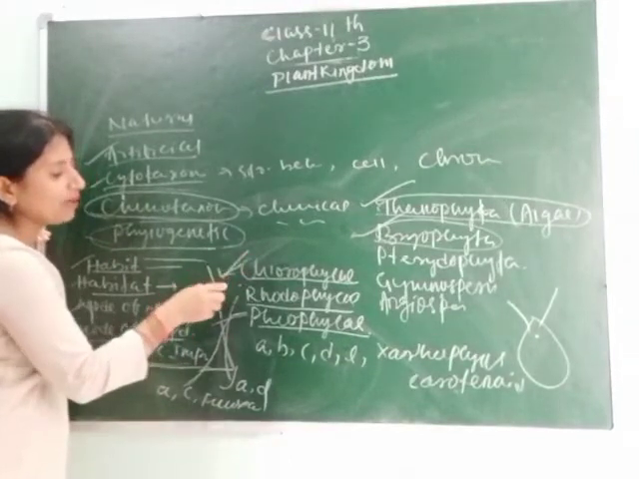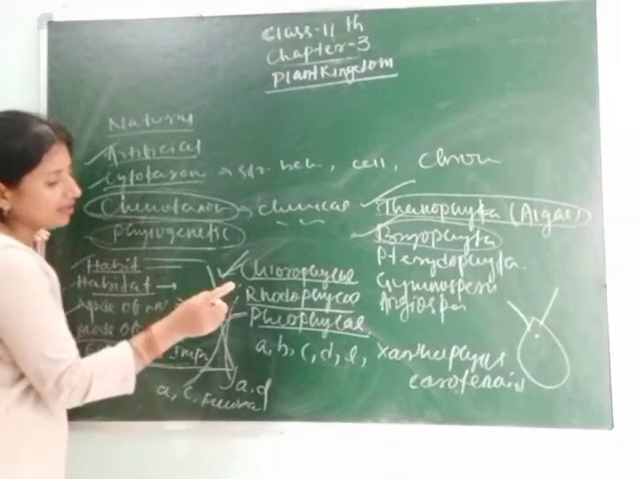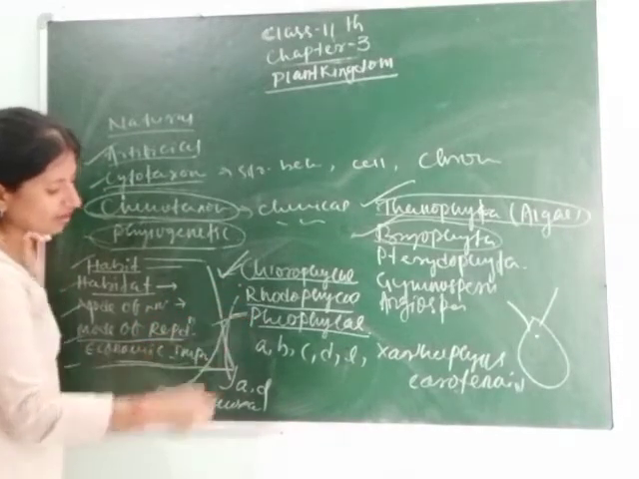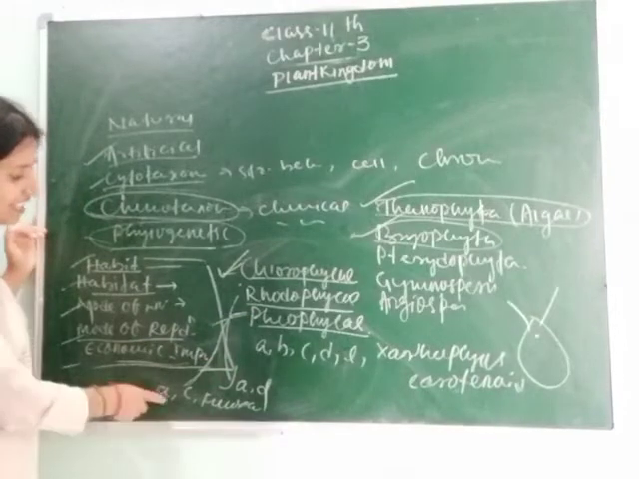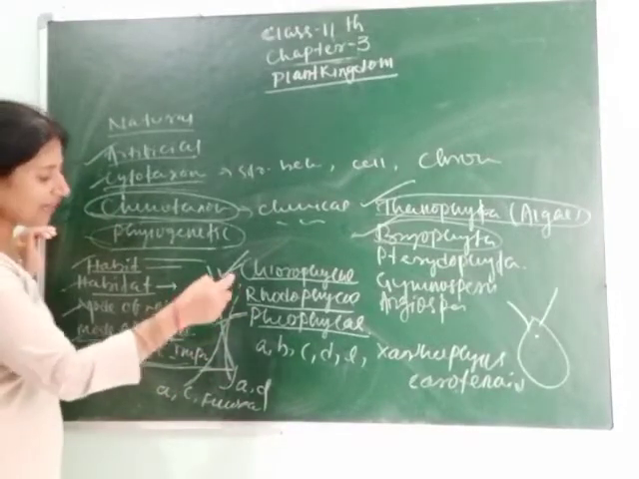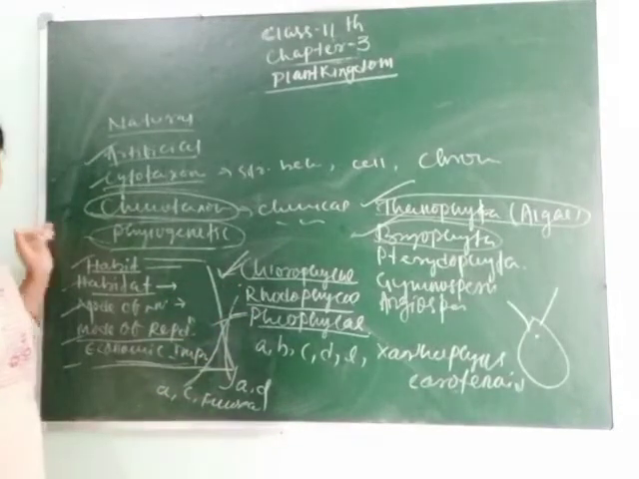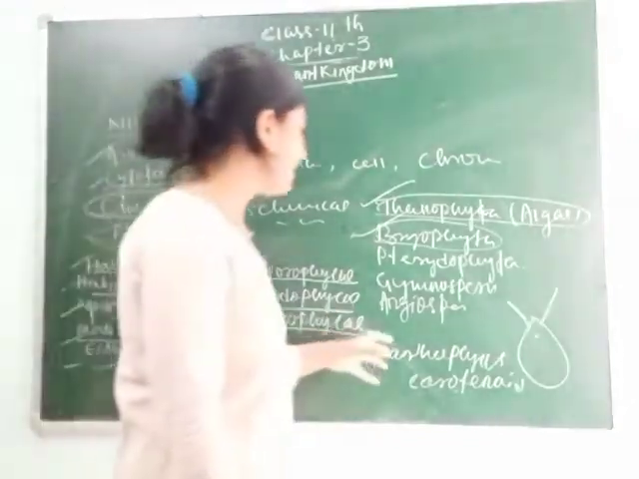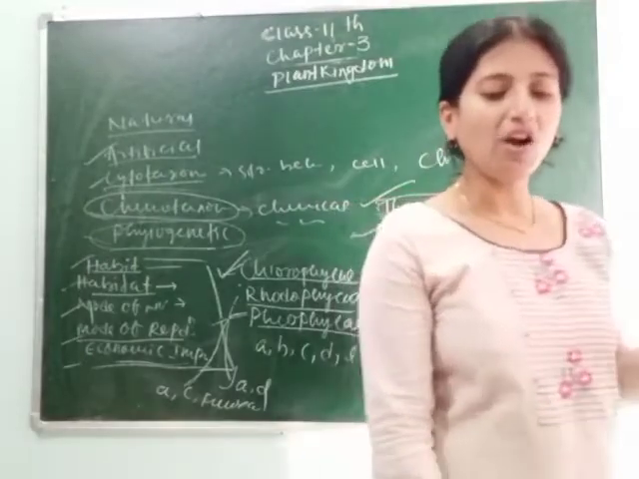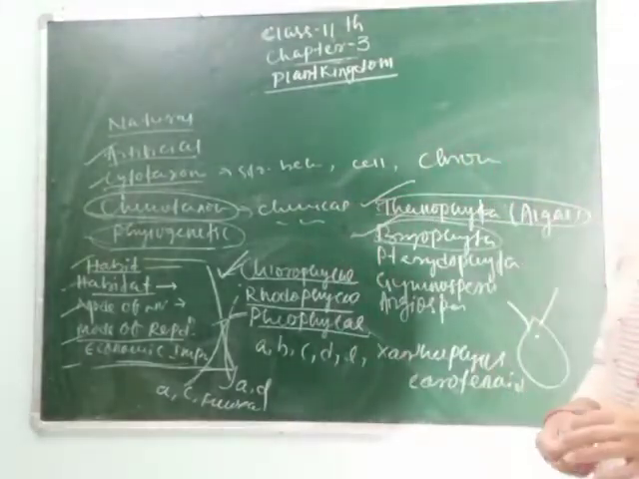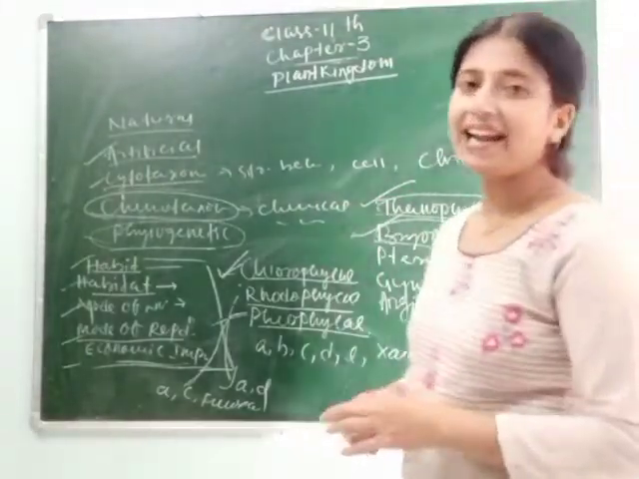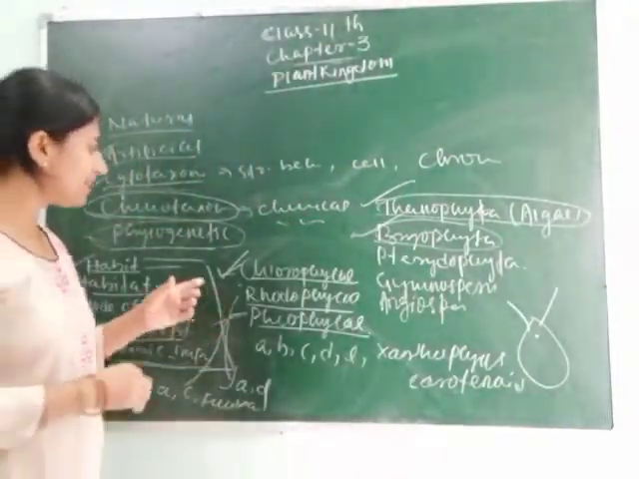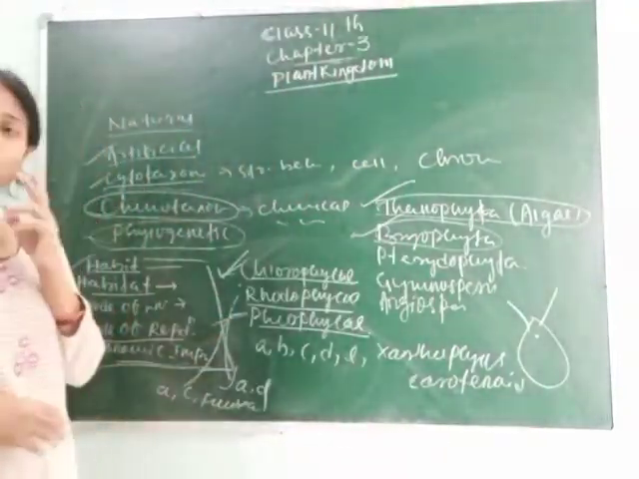Chlorophyceae have chlorophyll pigment A and B. Then Phaeophyceae have chlorophyll A and C, and Rhodophyceae have chlorophyll A and D. Clear students? So this is the chlorophyll pigment, and here I have told you how food is stored in the form of mannitol and laminarin. Mannitol and laminarin is the food that is stored in Phaeophyceae.